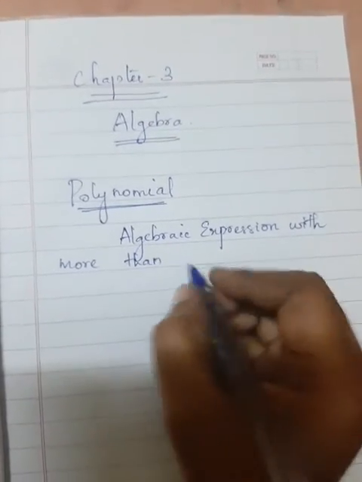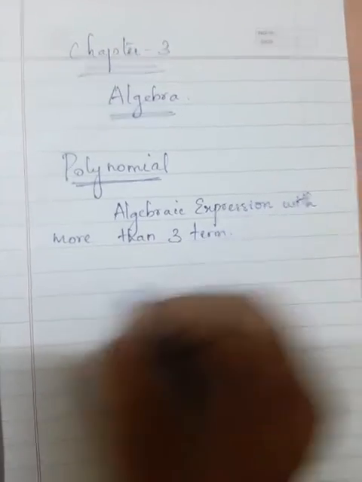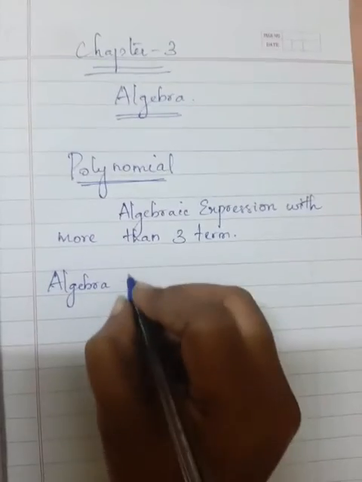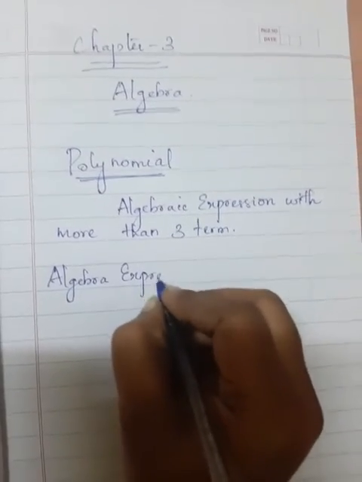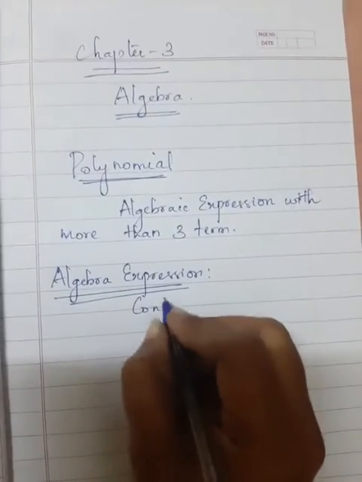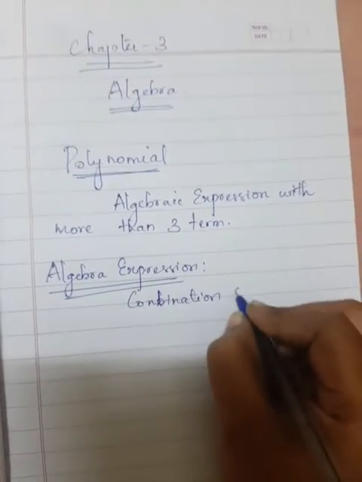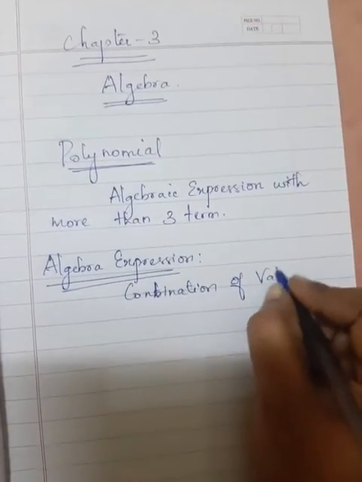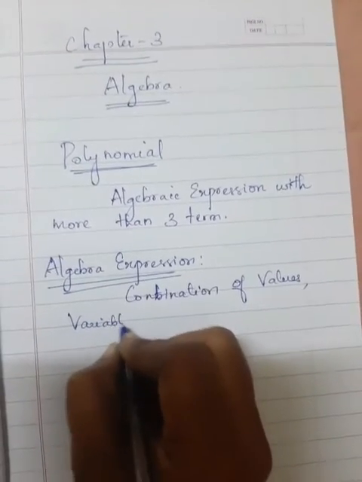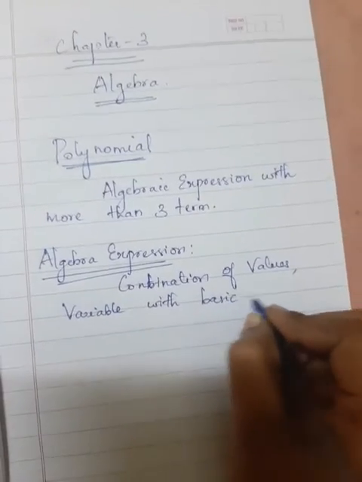So before this, you need to know what is an algebraic expression, is it not? So algebraic expression is nothing but it is a combination of the values and the variables along with the basic mathematical operations.